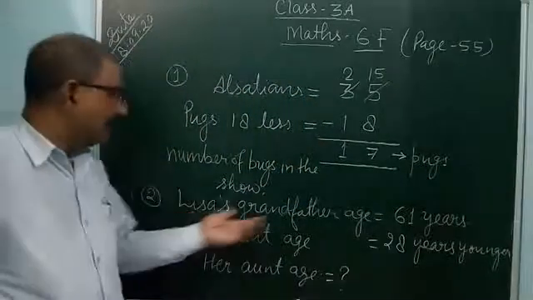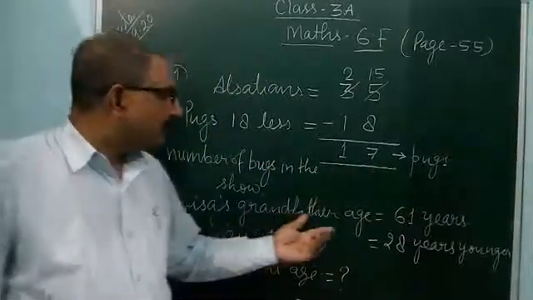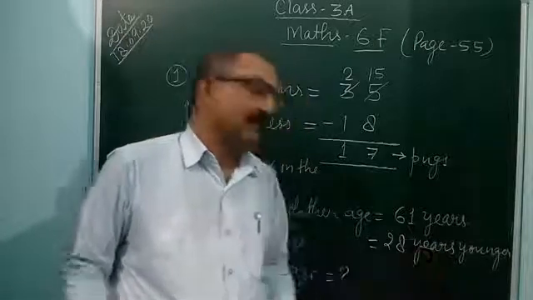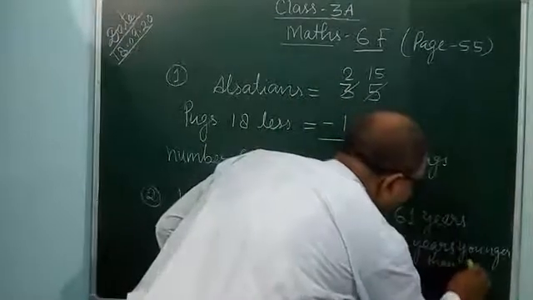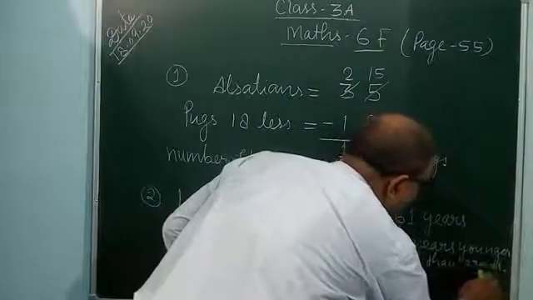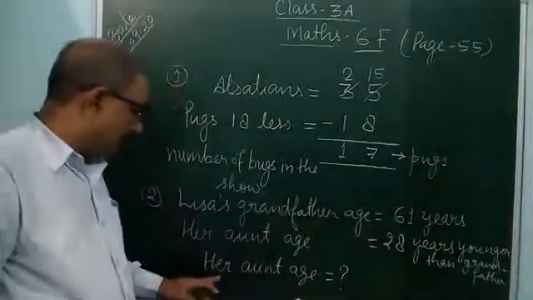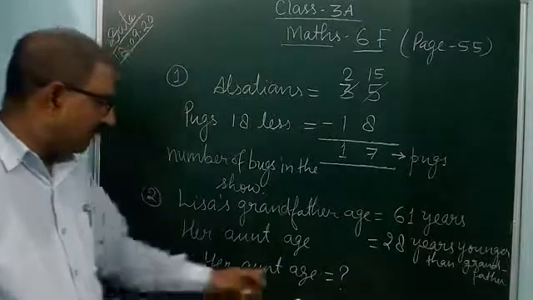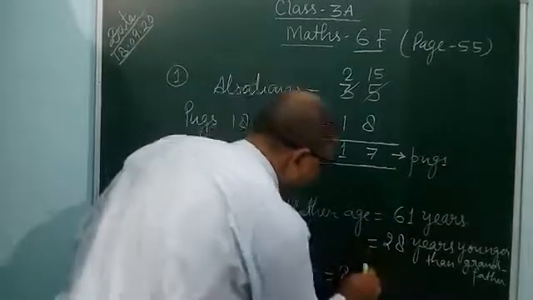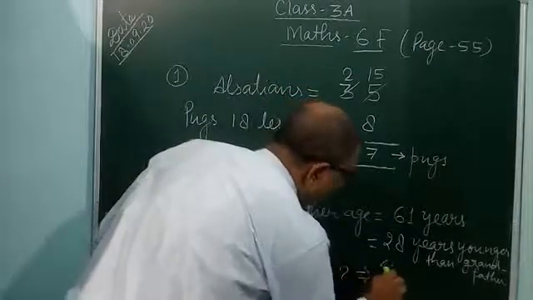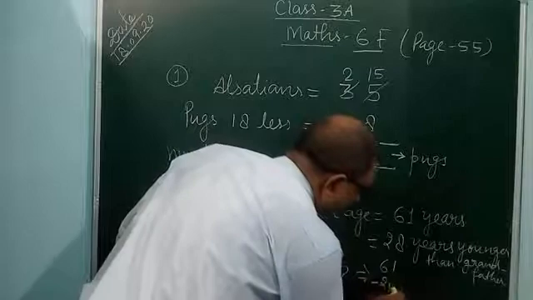So you can see Liza's grandfather is 61 years and her aunt is 28 years younger than her grandfather. So what is the age of her aunt? Her aunt's age means you subtract 28 from 61. So you can do it like that: 61 minus 28.